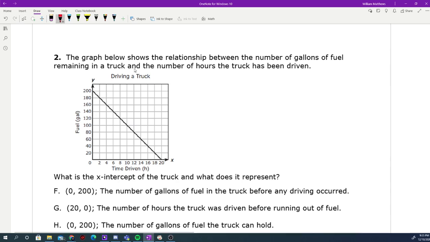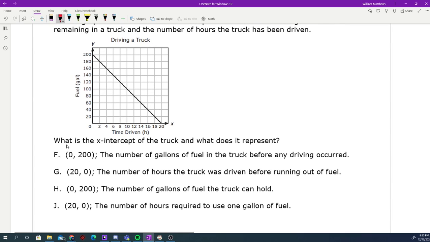Number 2 says the graph below shows the relationship between the number of gallons of fuel remaining in the truck and the number of hours the truck has been driven. It asks, what is the x-intercept of the truck and what does it represent? So we are looking for the x-intercept and what does it represent? What does our x-intercept in this equation mean?